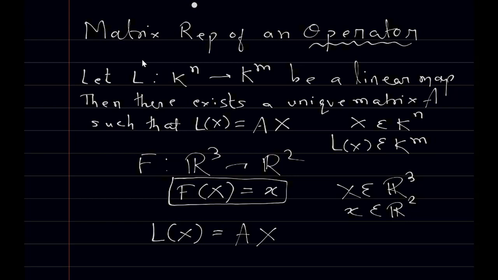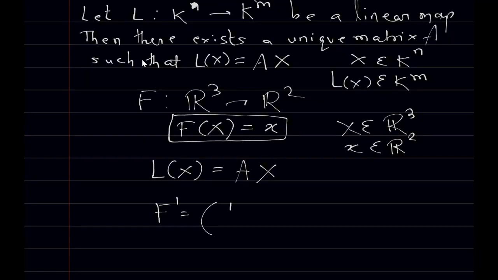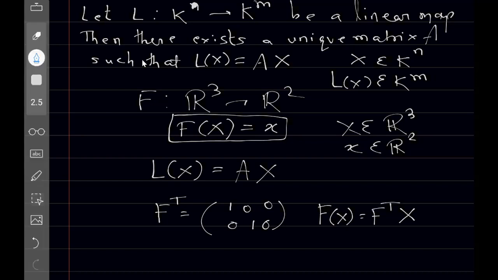Okay, in the last class, I found the matrix F transpose, which is 1 0 0, 0 1 0. And what F transpose did is help you go from one coordinate to another. Let's see how I've written it in the previous case. Here I have a vector in R3, and here I have a vector in R2, and F transpose takes you from a vector in R3 to R2. That is, it transforms the coordinates of the vector in R3 to the coordinates of the vector in R2. Okay, so this is F.